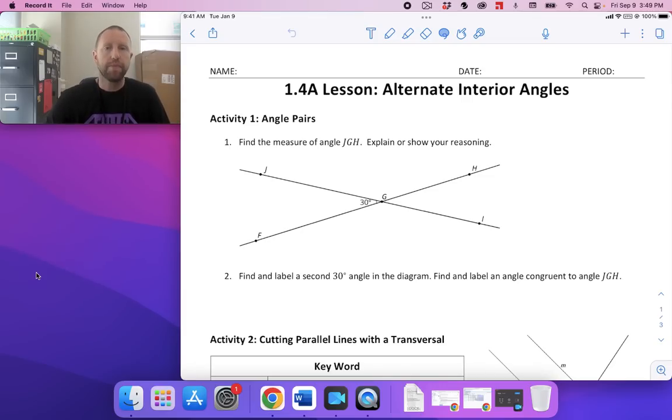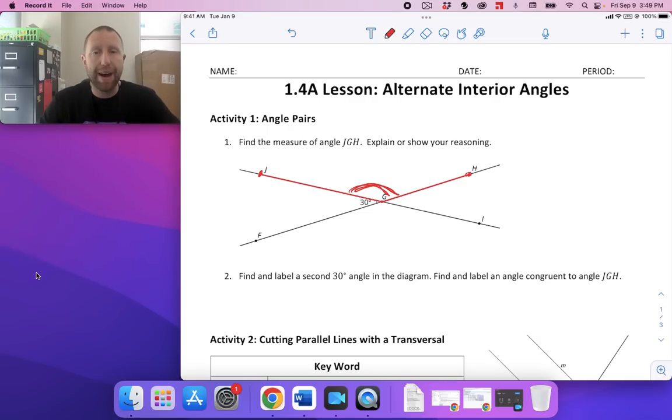So activity number 1, talking about angle pairs here. It says find the measure of angle JGH. Explain or show your reasoning. So angle JGH, remember the way we list out angles is an endpoint, then the center vertex, and then another endpoint. So JGH means I'm starting here, going here to the vertex G, and then continuing on to the other endpoint, which is H right here. So they're asking for this angle.